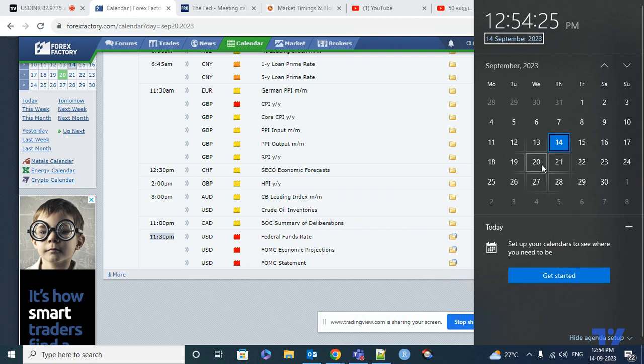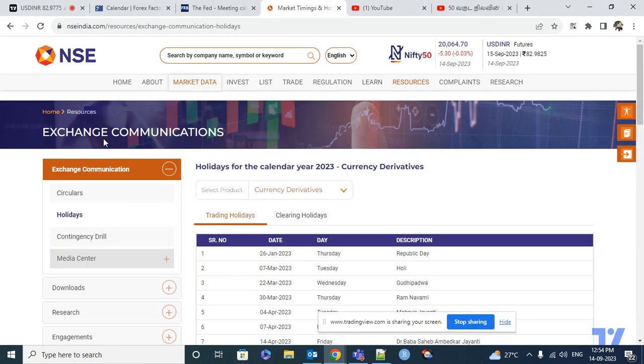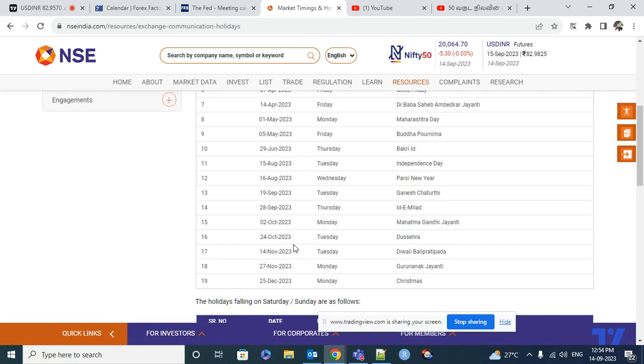21st 9:01. So 20th is the evening meeting. 19th is a currency derivative holiday in the NSE market. So this is the NSE website. This is the currency derivative calendar of 2023. If we have a look here, 19th September Tuesday, Ganesh Chaturthi. So there is a holiday.